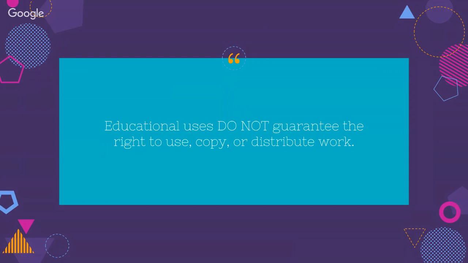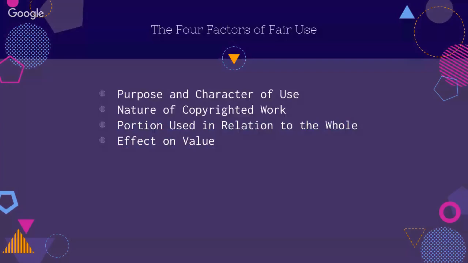We can't assume that we can use something that's copyrighted freely in our classroom just because we are using it for quote-unquote educational purposes. The general purpose of fair use is to find that balance between the copyright holders and the public, but we still have to work within some guidelines. And so that's where the 4 factors of fair use come in.